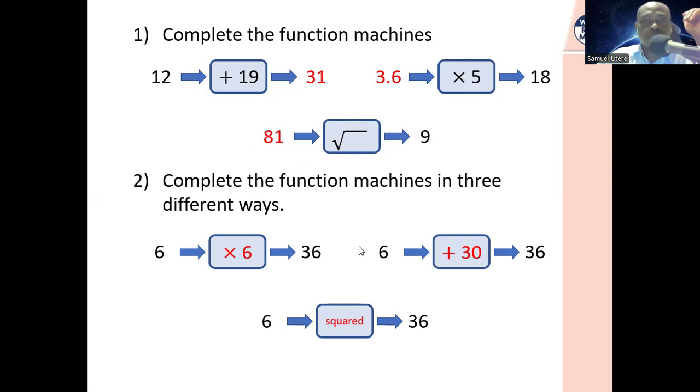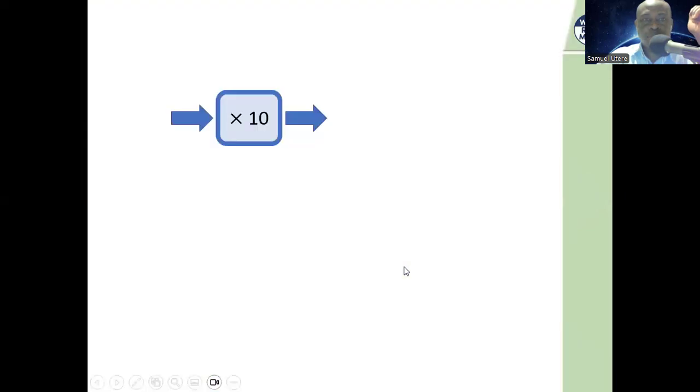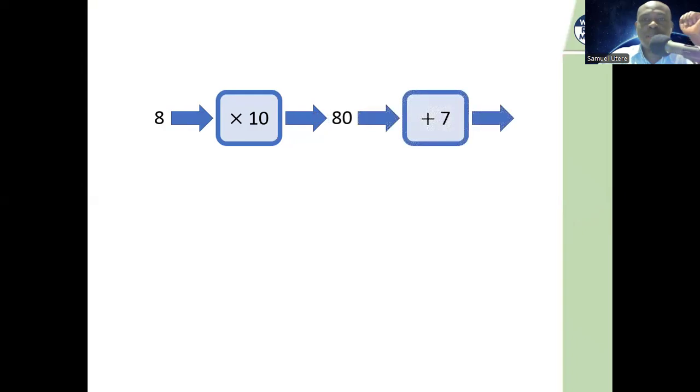Okay, let's move on. Let's do some new learning. So if I give you this function machine, and I say let's put in 8, you would say, I know this, we had this in our previous lesson. The answer is 80.